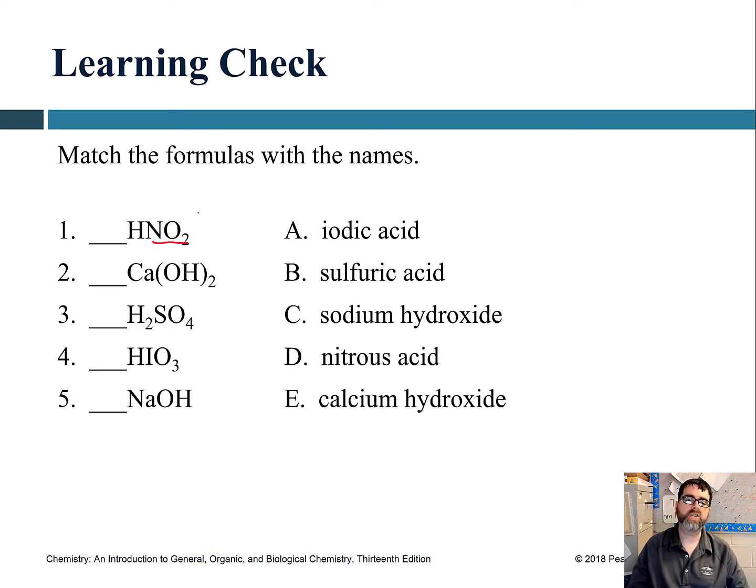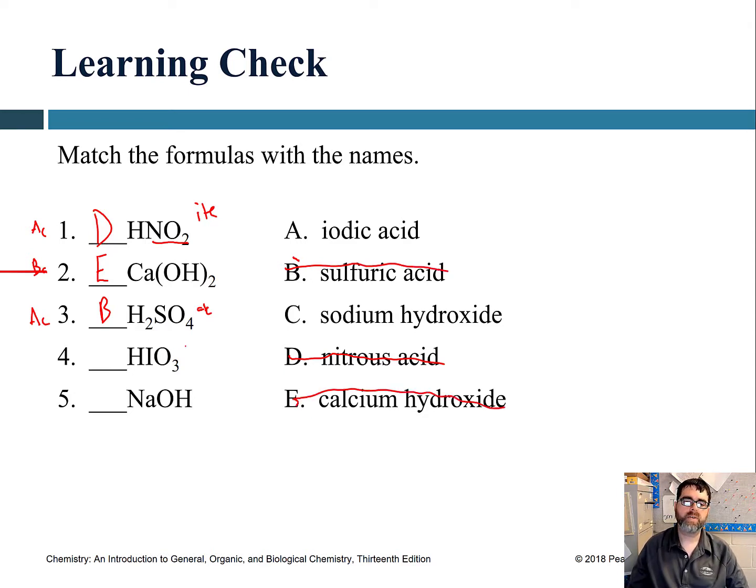So this is the nitrite ion, so that's going to be the ous acid, so we're looking for nitrous acid, that's D here. This is calcium hydroxide, so it's a base. Calcium hydroxide then is E. And I suppose I'm going to list out here acid, base. The next one, we have a hydrogen here, so that's going to be an acid. We have the sulfate ion, so the ate ion is going to be the ic acid, so sulfuric acid there, B. I suppose I didn't cross that one out.